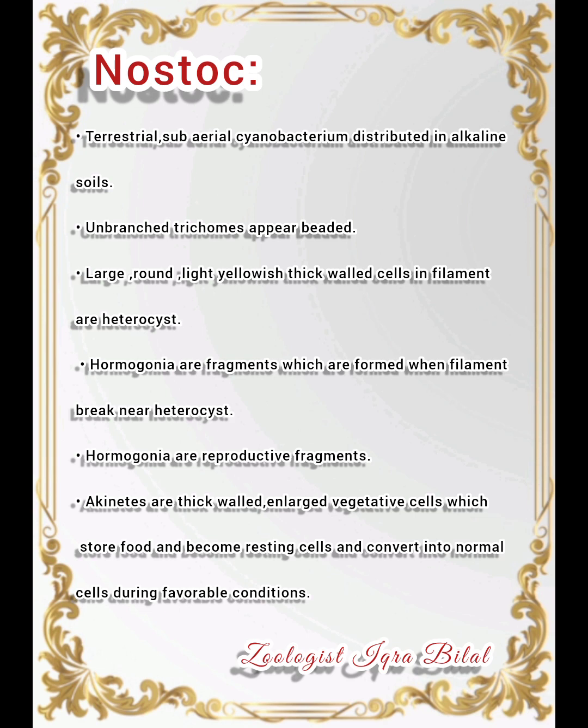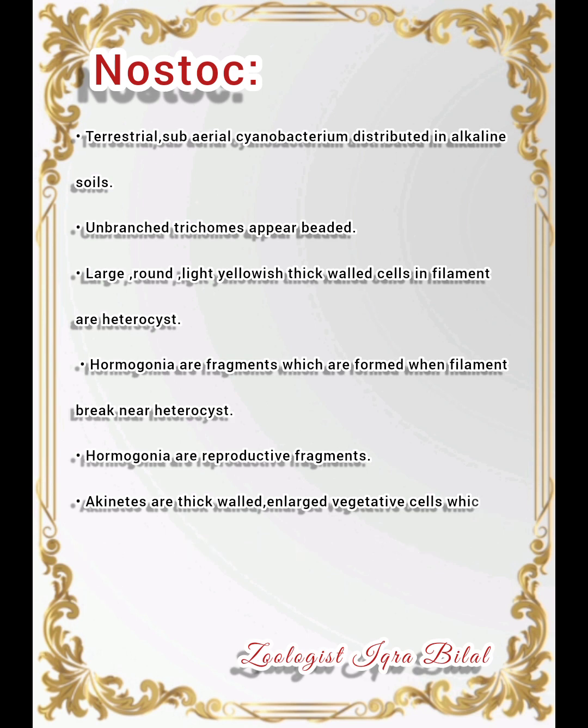Please remember that this is the definition of heterocyst. Hormogonia are fragments which are formed when the filament breaks near a heterocyst. Hormogonia are reproductive fragments. Akinetes are thick-walled, enlarged vegetative cells which store food. Why do they store food? Because during unfavorable conditions they have to store food, become inactive, and wait for the next favorable condition, becoming resting cells and converting into normal cells during favorable conditions.